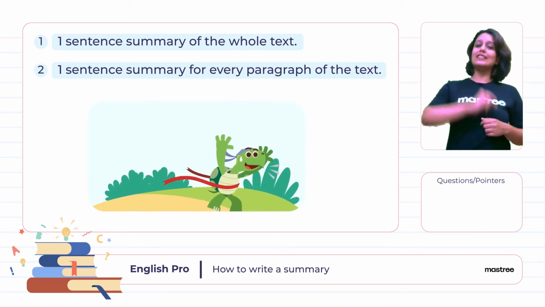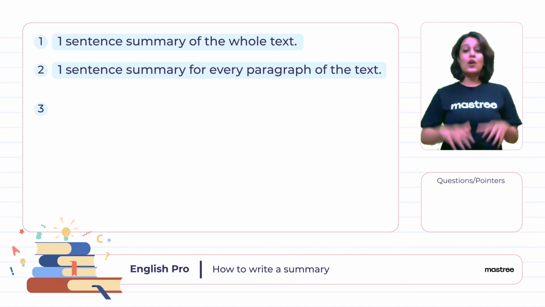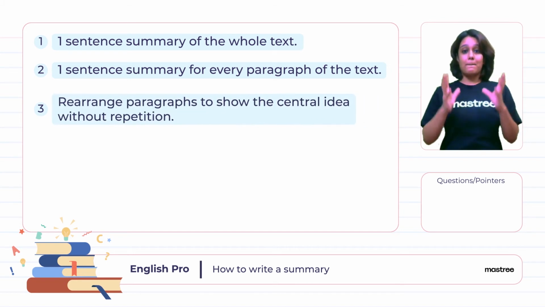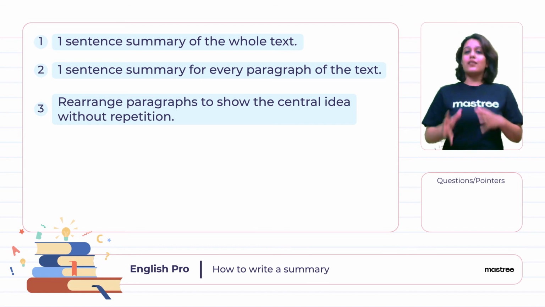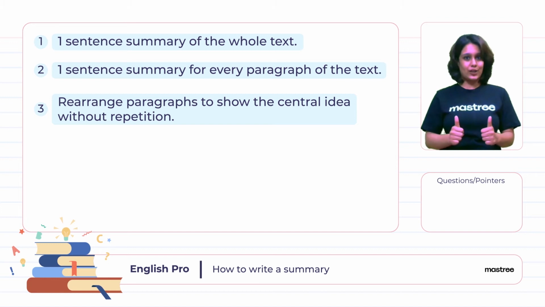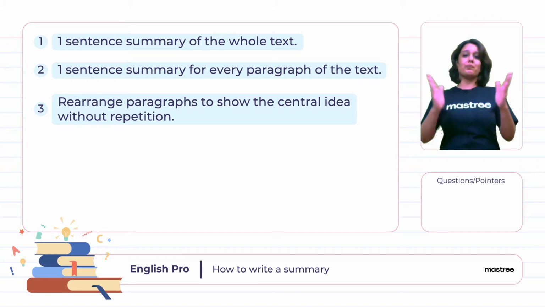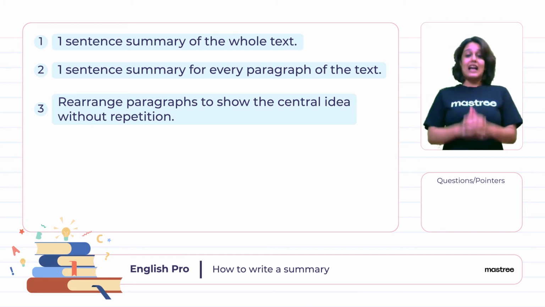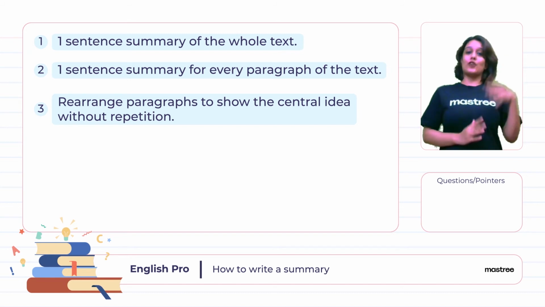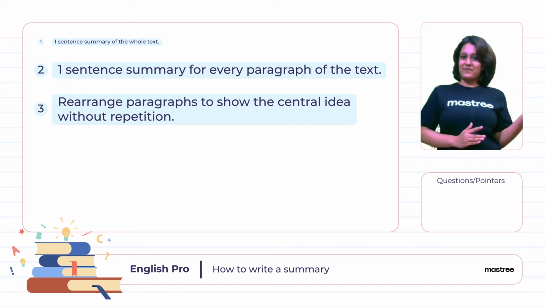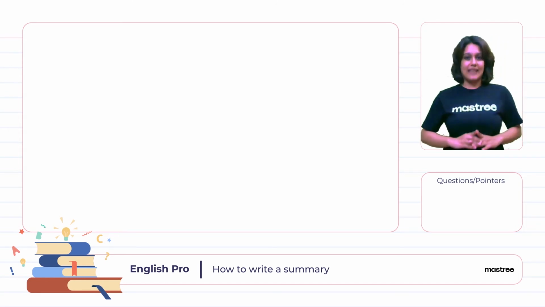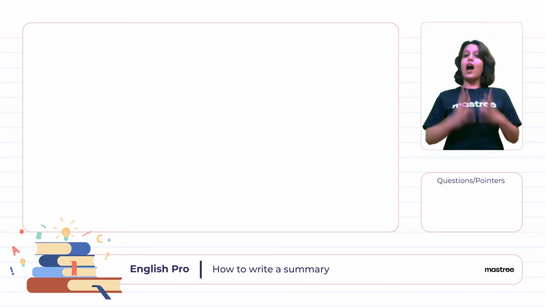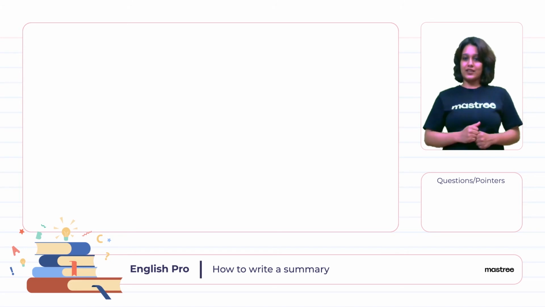So let's look at the third and final step, which is rearranging the paragraphs or the ideas so as to avoid any repetition and presenting a short and accurate summary. So, there you have it, a summary of the tortoise and the hare. Now let us take another look at an example and see how creating a summary works.